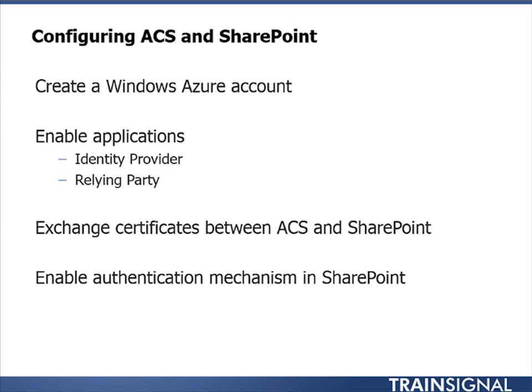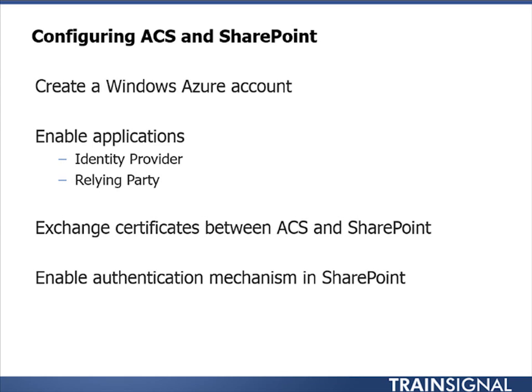And then finally, we'll need to enable the authentication mechanism inside of SharePoint. So that's going to be the basic steps: our Windows Azure account, set up the application inside of Windows Azure, upload our certificate, and then go back to SharePoint and enable this and tell SharePoint where Windows Azure is.